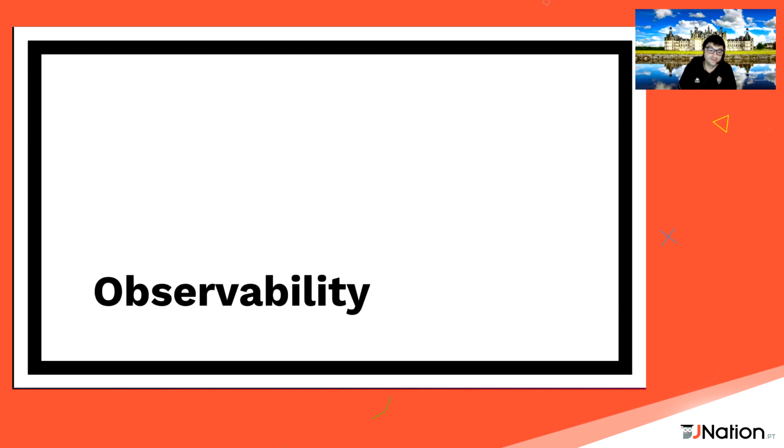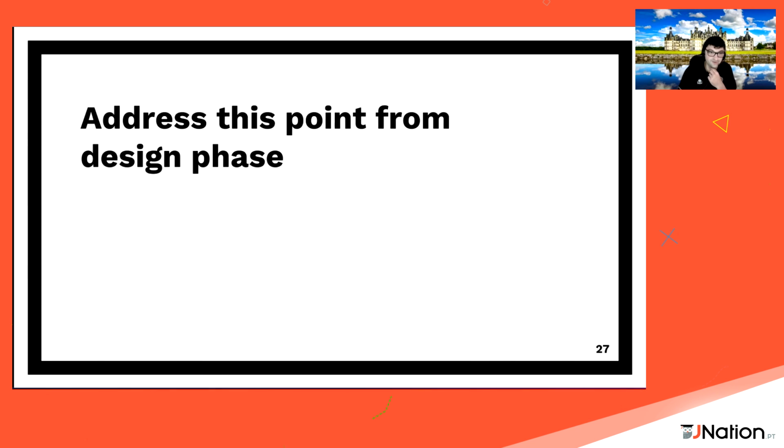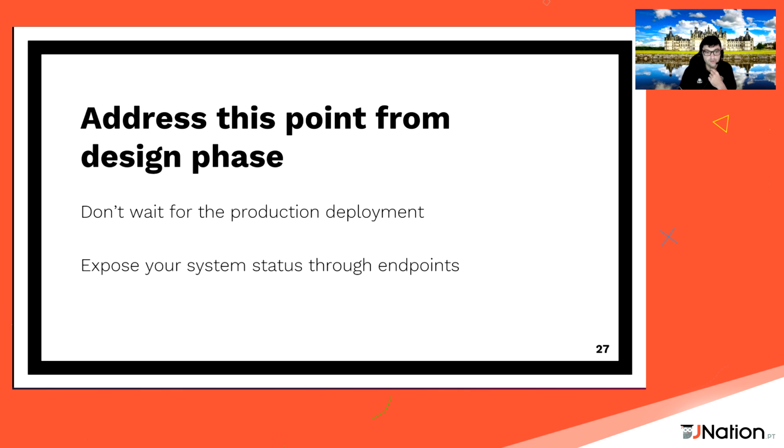What about the observability? As I said before, observability is very important for cloud native applications. You must have this feature in your application and address all of these concerns. Address this point from the design phase. Don't wait to be in production. It could be Captain Obvious, but it's better to write it. So you will have to expose your system status through endpoints. Hopefully, using, for instance, Spring Boot, you will have all of these features out of the box. So be careful to use frameworks.